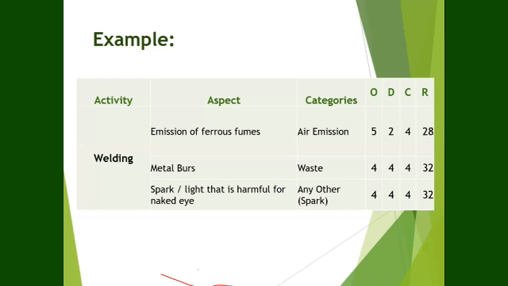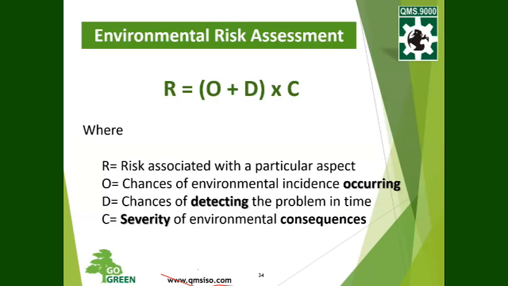Whenever there is a high level of nitrogen oxide or sulfur oxide, you will get a beep, a warning sign, so you can immediately control it. So the chances of detection are more, and the risk will be less. Severity is how harmful it is. Just look at it. So this is the formula. This is the internationally defined formula for environmental risk assessment.